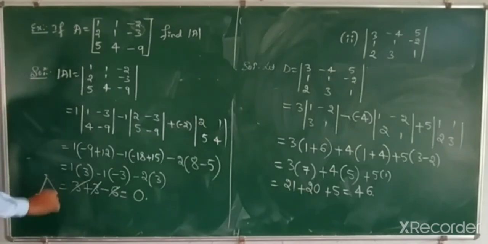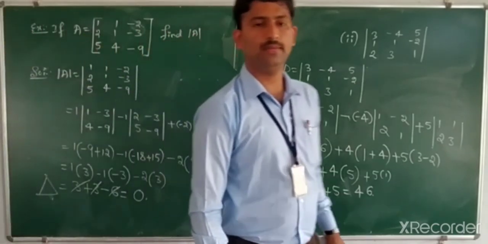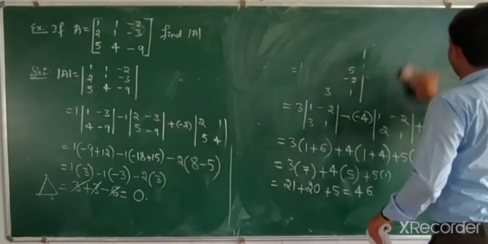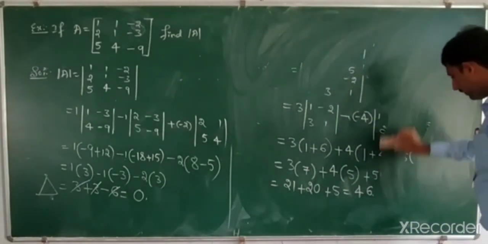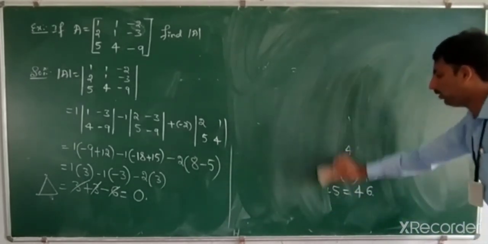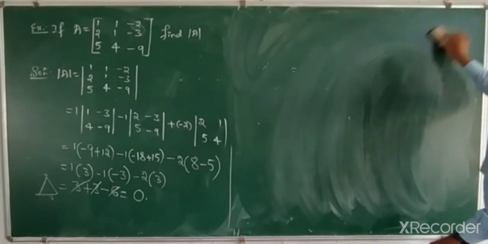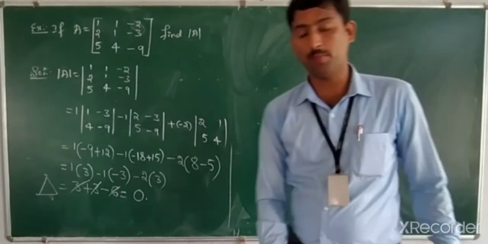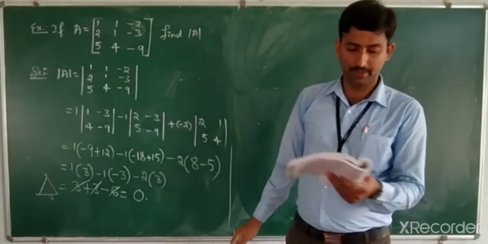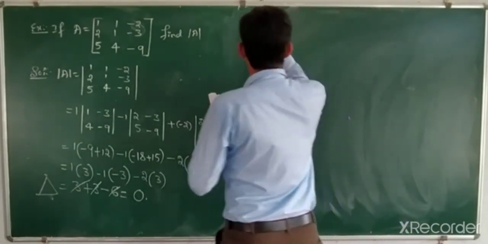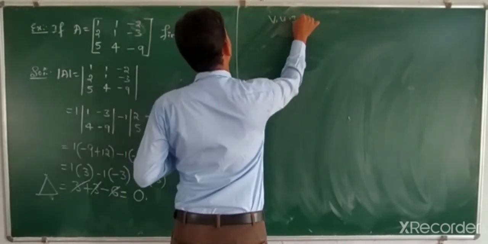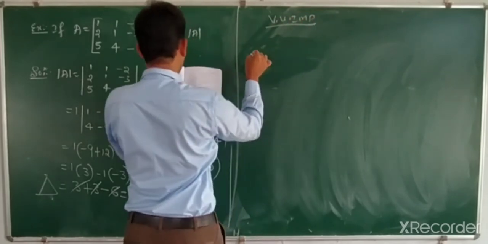Delta is 0. Delta value is 0. It may be 0, right? Delta is never just a number, but it may be 0, or it may be a negative value, a positive value, some function, or some polynomial, or some monomial. That's why usually determinant is a number. After that, most important questions, very important for exam purpose.